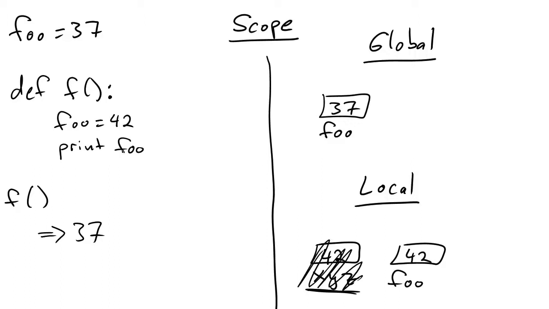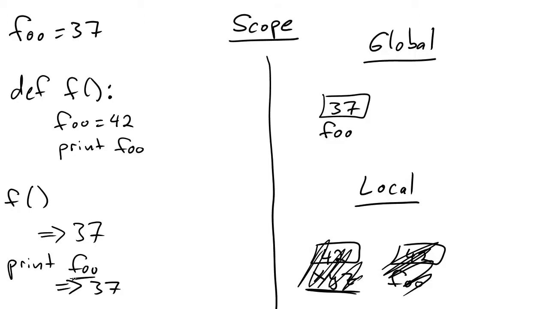It would print it. And then if down here we tried to print foo, it would still print 37 because the global variable foo was never changed. Instead, a local variable foo was temporarily created, and then it actually would get deleted again, and when we come down here, it would print the global one.